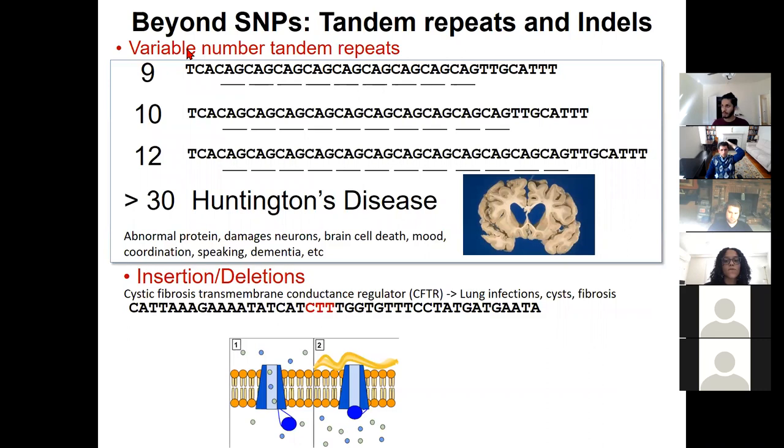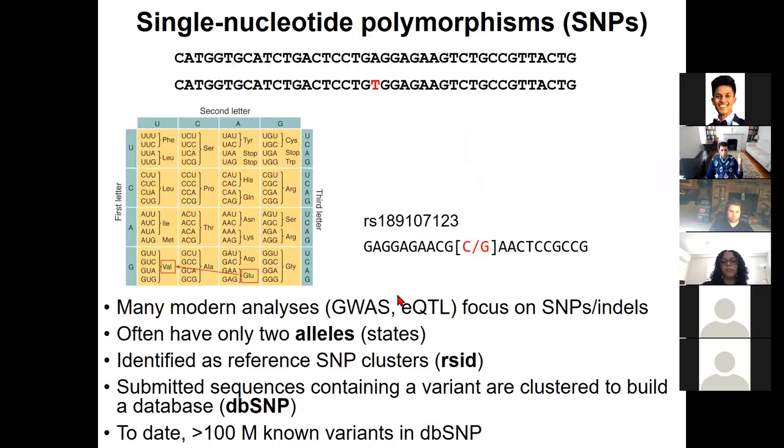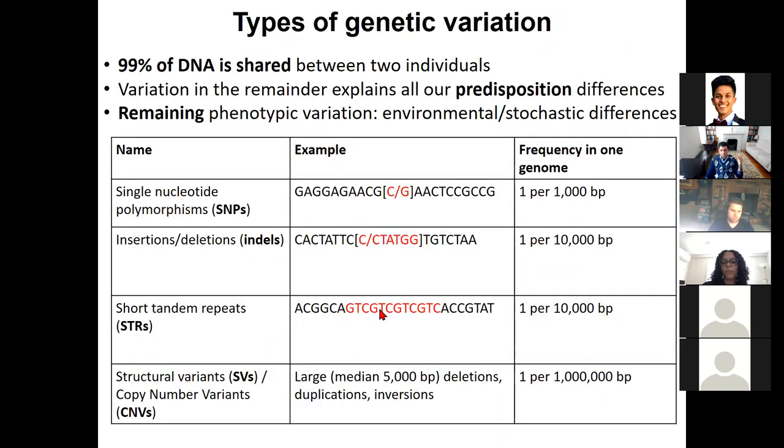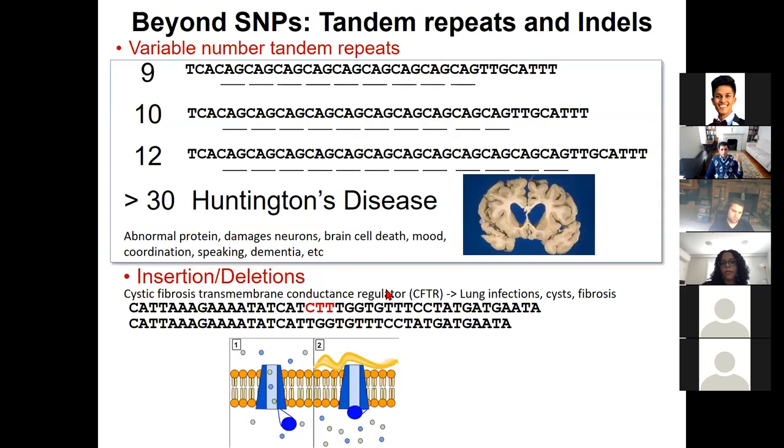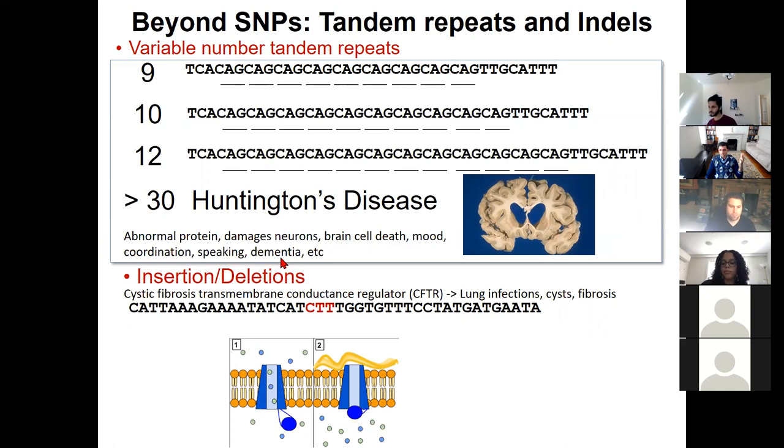Here's another example. We talked about SNP variations, such as for sickle cell anemia. You can also have short tandem repeat variation. Underlying Huntington's disease is one of those short tandem repeats. If you have 9 copies of CAG in the HTT gene underlying Huntington's disease, you're fine. If you have 10 copies, you're fine. If you have 12 copies, you're fine. But if you have 30 or more copies, then you get an abnormal protein which damages your neurons. It leads to brain cell death and all kinds of impacts on mood, coordination, speaking, dementia, etc.